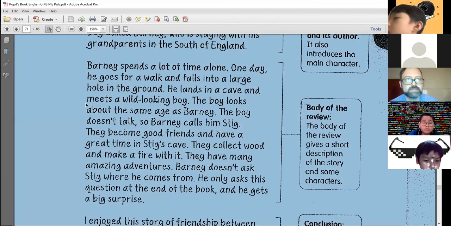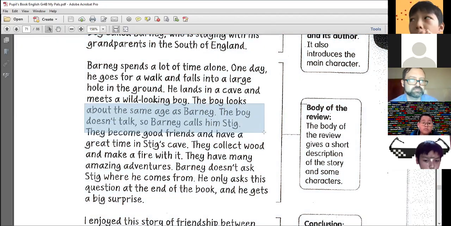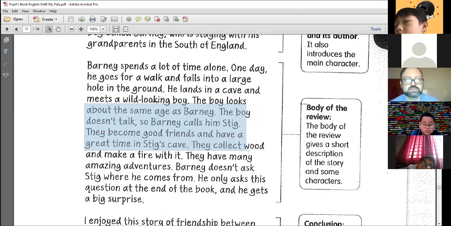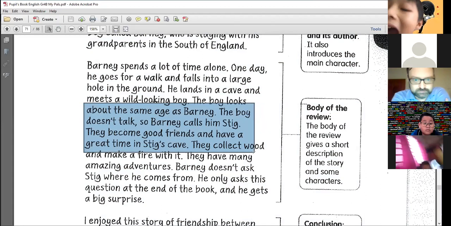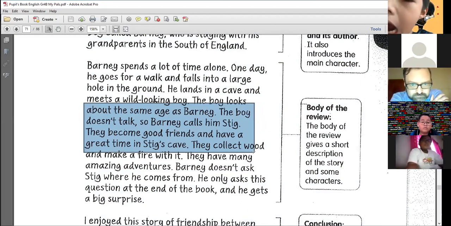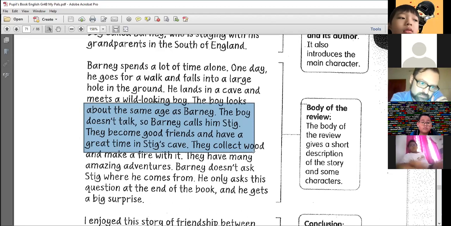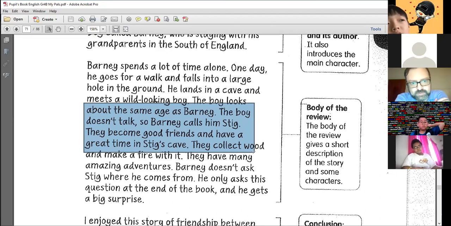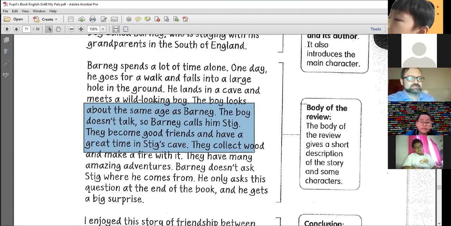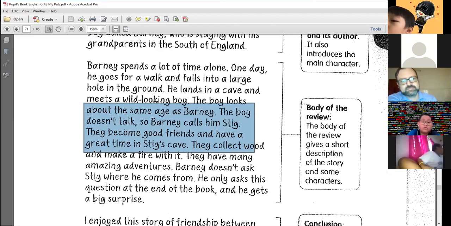The boy looks about some money. The boy that some hot so money, hot him sick. They become sick. Good friends and have to a great time in cake.